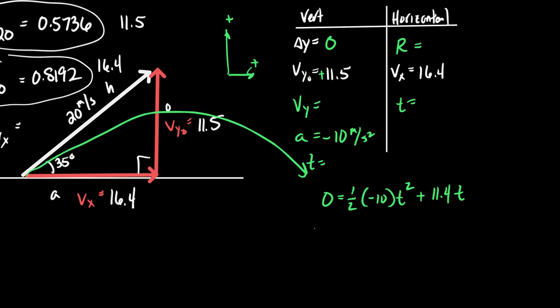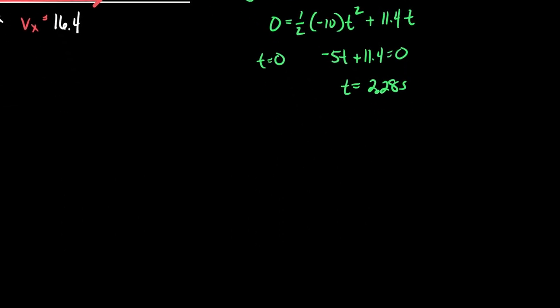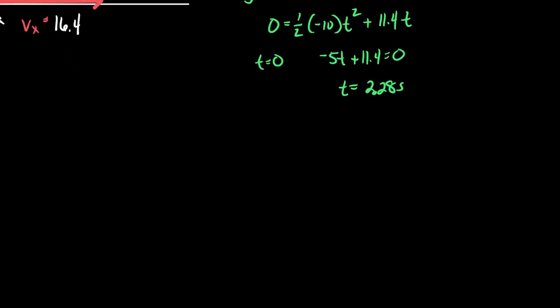I can factor out one of the t's, set it equal to 0. That is one of the times when the object is on the ground. The second time will tell me when it's on the ground again. So that looks to be negative 5t plus 11.4 equals 0. So t equals 11.4 divided by 5, or 2.28 seconds. For all you in the back trying to see, that's what I did.